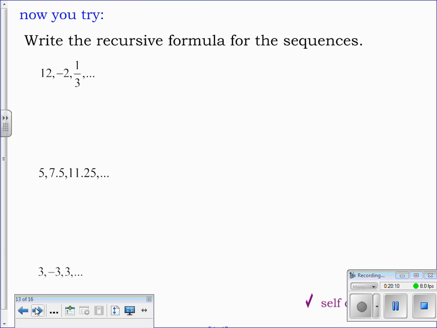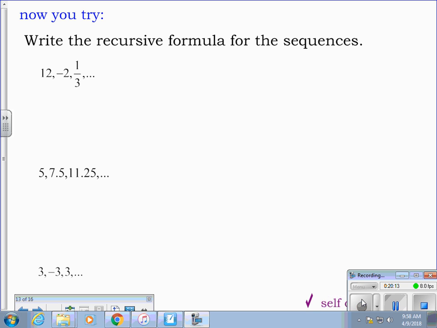Do those. This should not take long. First thing, you figure out what r is. R in this case is negative 2 over 12, which is negative 1/6. So that's what r is. So a sub 1 is 12. A sub n equals negative 1/6 times a sub n minus 1.